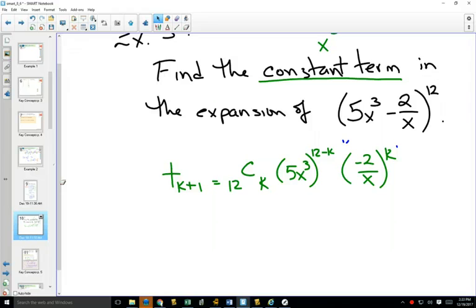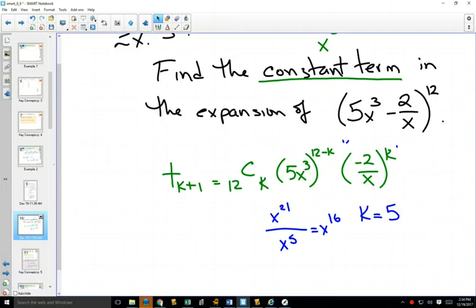What we want is for all of our x's to cancel out. So let's use the guess and check method. Tell me a value of k you'd like to try. 5. If you plug in 5, can you see in your numerator you would have x to the 21. In your denominator you would have x to the 5, leaving you with x to the 16.